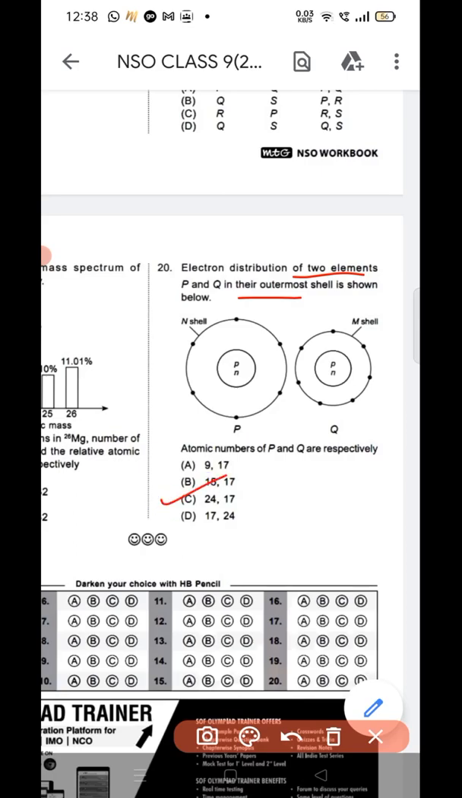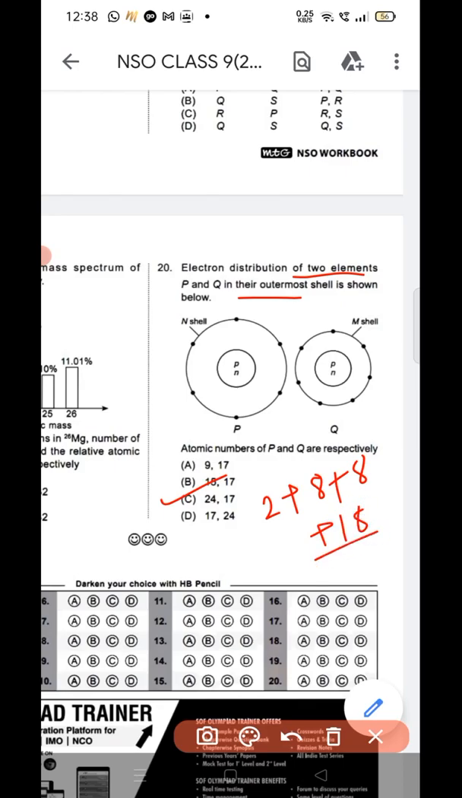So it will be 24 and 17, because in case of P, 6 electrons are there in the fourth shell. The first shell contains 2 electrons, the second shell contains 8 electrons, so 2 plus 8, 10 electrons. This is the fourth shell. M will contain 8 electrons, so total 18. 18 plus 6, 24.